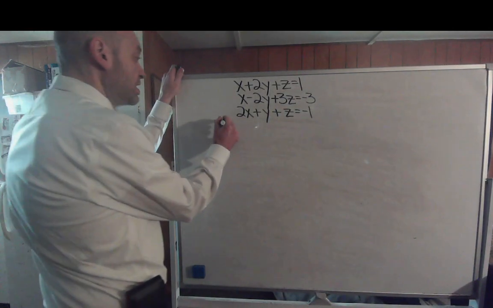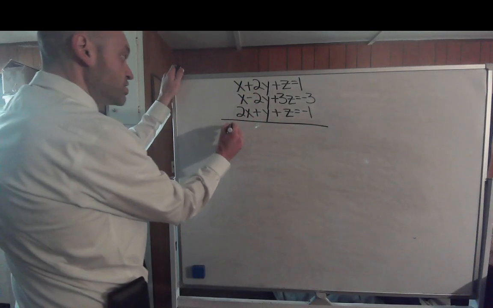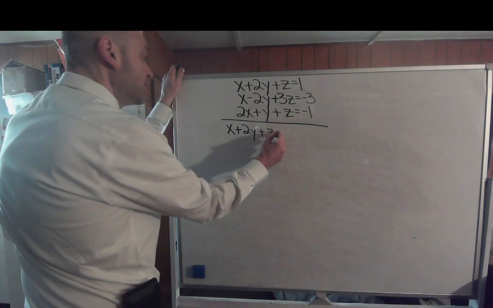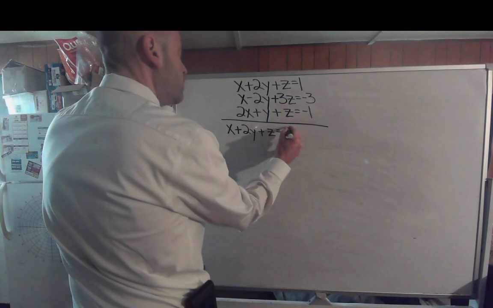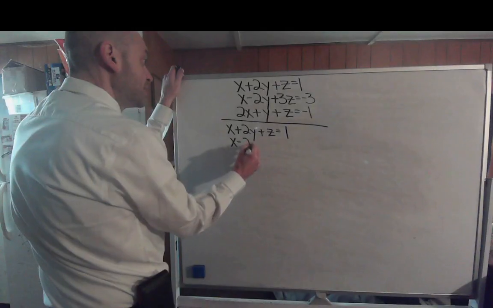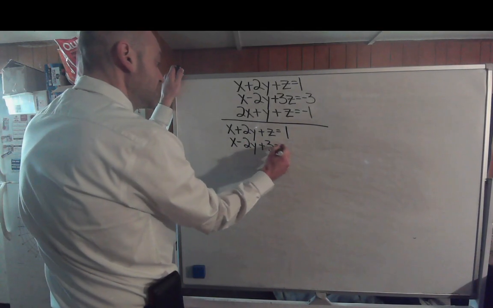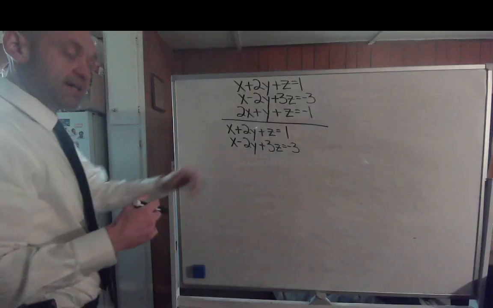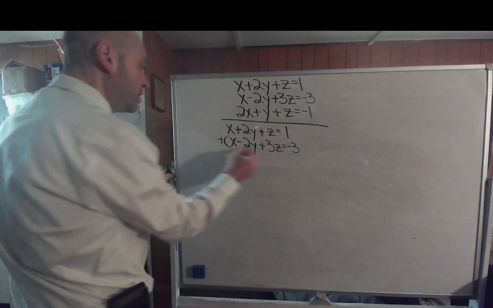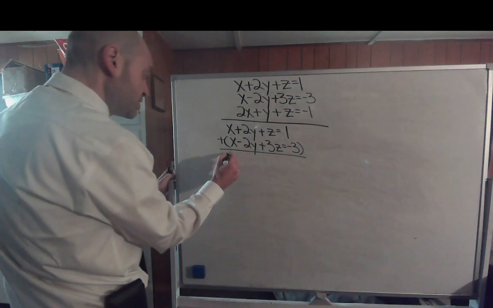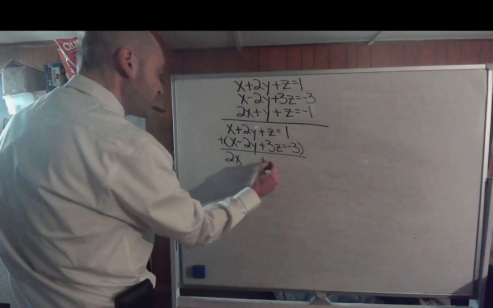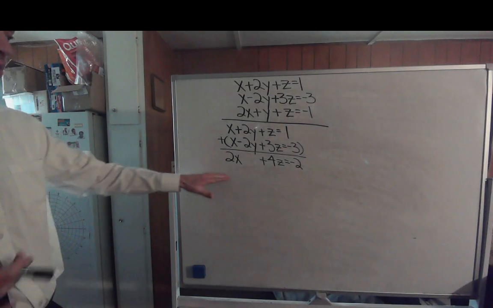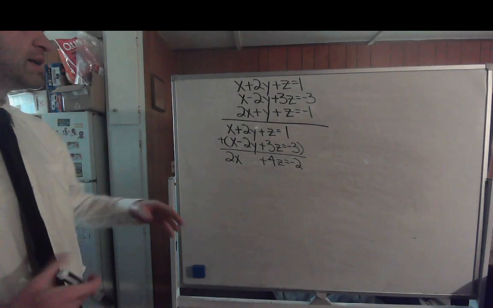So let me write out the first and second equations again. x plus 2y plus z equals 1. x minus 2y plus 3z equals negative 3. Now it's pretty simple. We can just add the first and second equations and eliminate the y variable. So this would turn into 2x plus 4z equals negative 2. So there's your first new equation with the y variable eliminated.